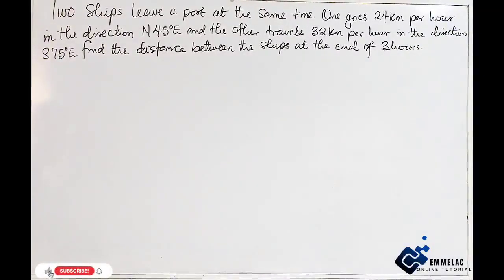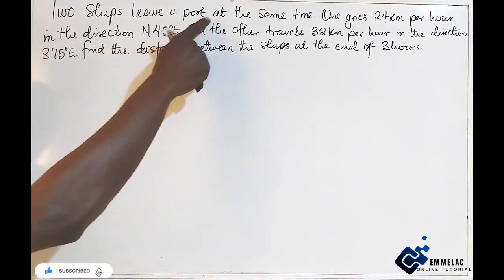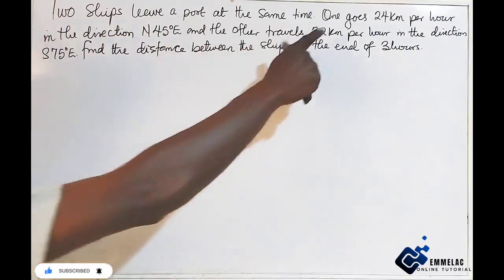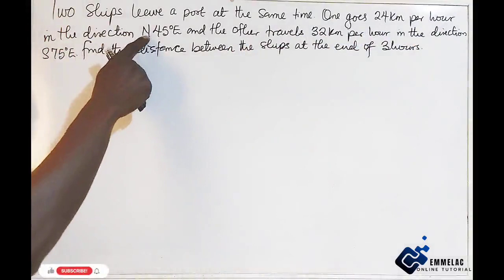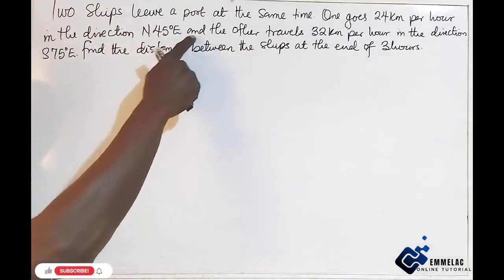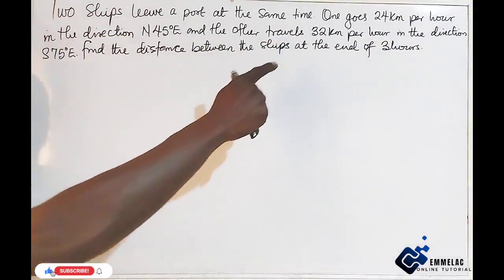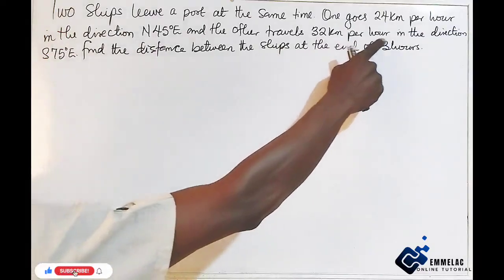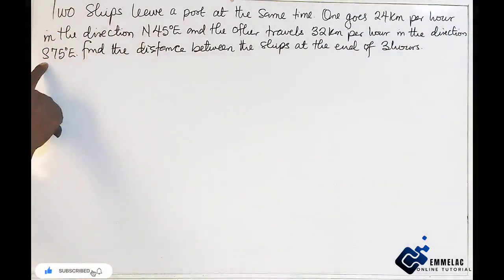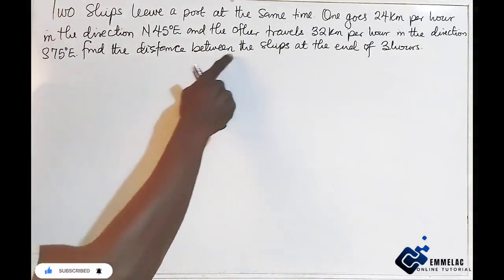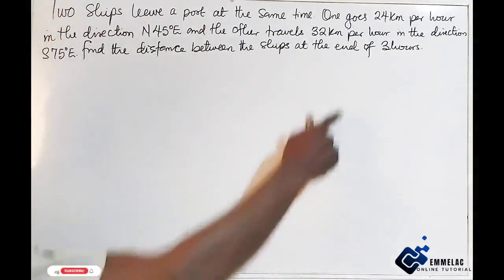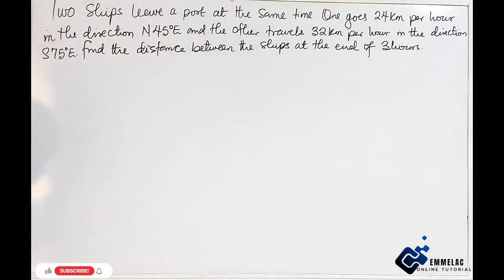Before us is this question in trigonometry. It says two ships leave a port at the same time. One goes 24 km per hour in the direction of north 45 degrees east, and the other travels 32 km per hour in the direction south 75 degrees east. Find the distance between these ships at the end of 3 hours.